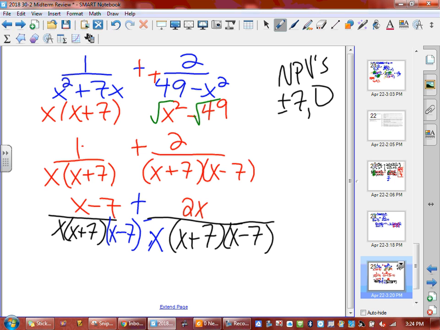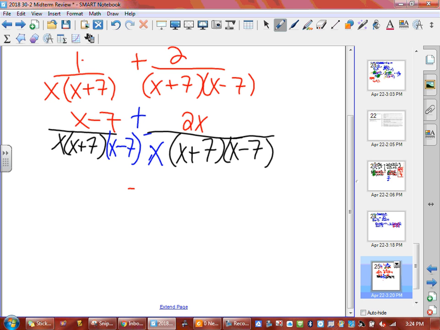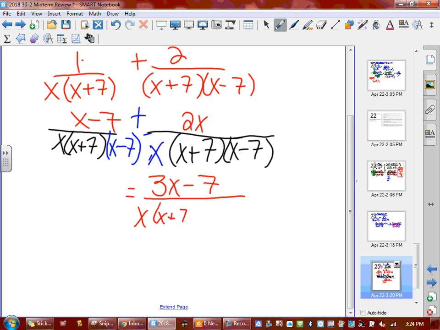I've got a 2x and a 1x. That's going to give me 3 x's. So I'm going to have 3 x's subtract 7 on top. So this is going to become 3x minus 7, all over x plus 7, x minus 7. And that's our final answer. We can't go any further.